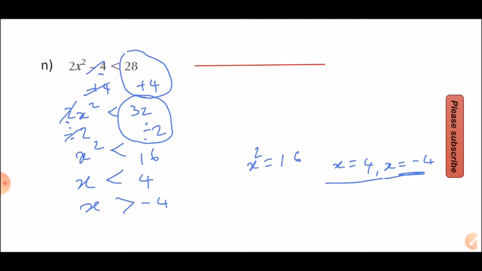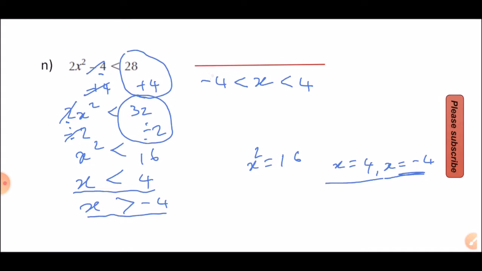Now the final answer will look like this. So copy the x down. Now I can see x has to be greater than minus 4. So I can do this, x has to be greater than minus 4. And I can also see x has to be less than 4. So we can just write it like this.